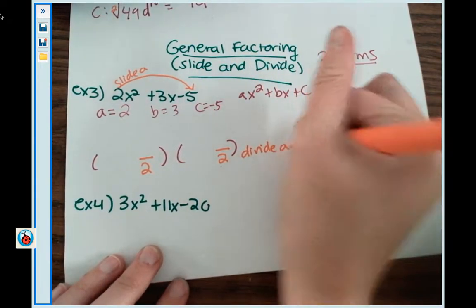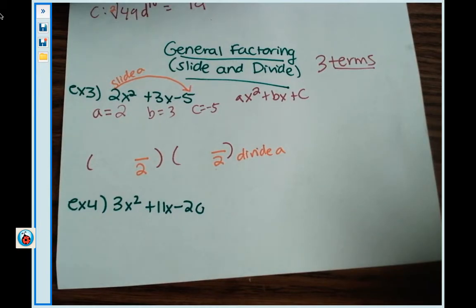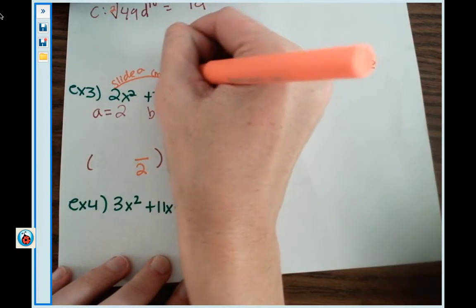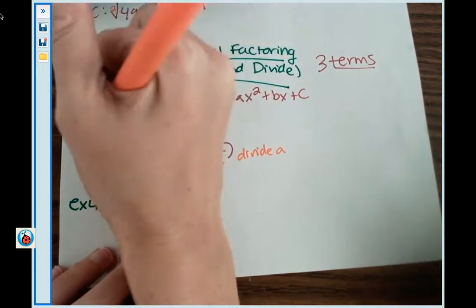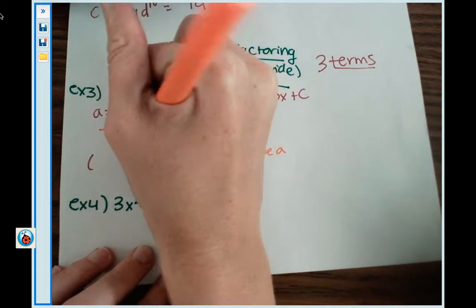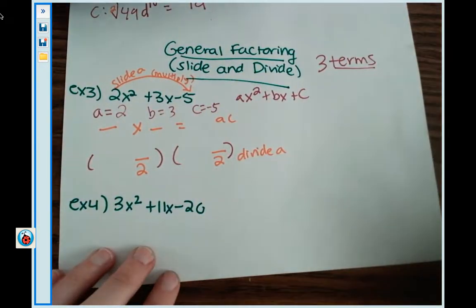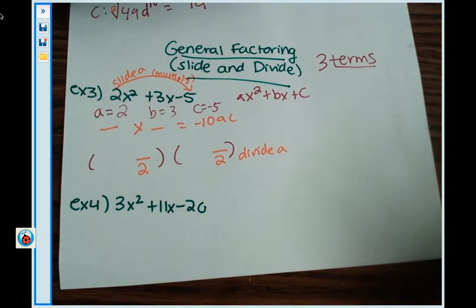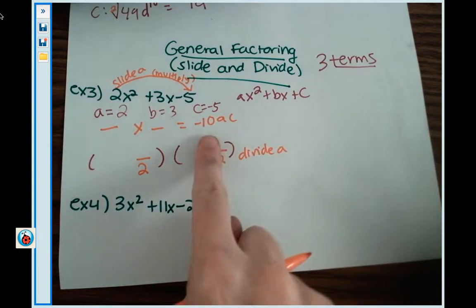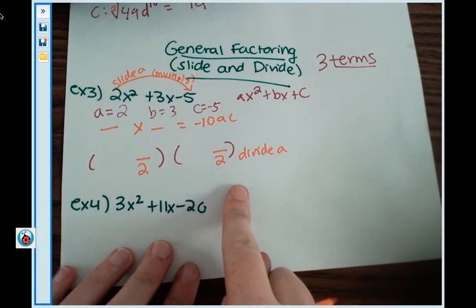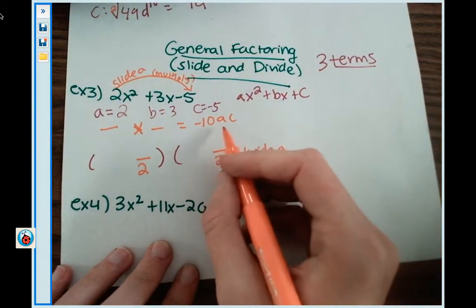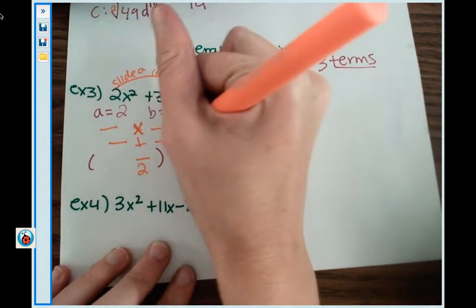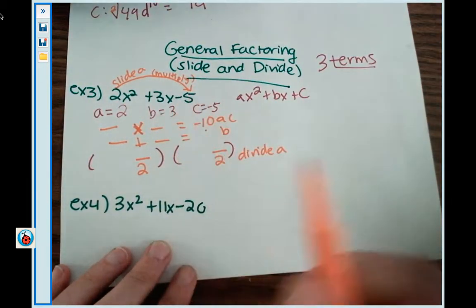So we slide the 2 to the negative 5, and when we slide it, what we're doing is multiplying. I'm going to multiply my A to my C. That's the first step. We're multiplying our A and our C, so 2 times negative 5 gives me a negative 10. We slide the 2 over the negative 5, we get negative 10, and eventually we will be dividing by that. What we do, you guys, is find 2 numbers that multiply to be A times C and add to be B, which is the 3.